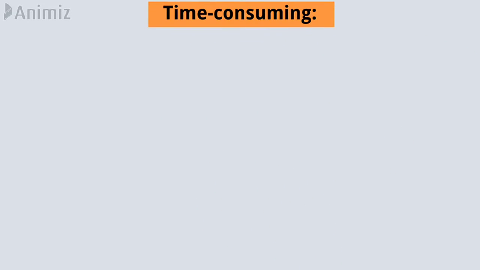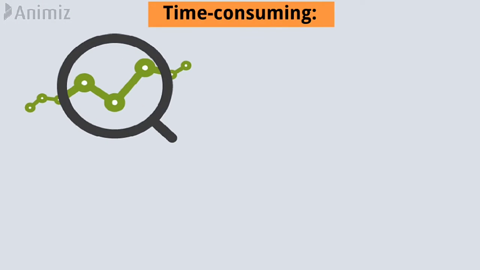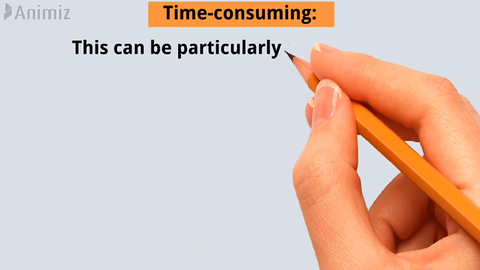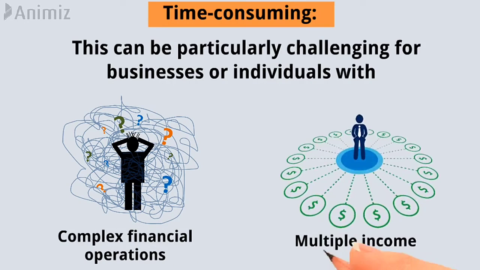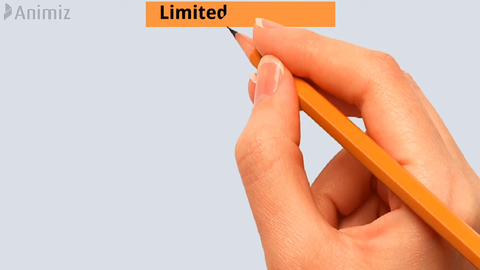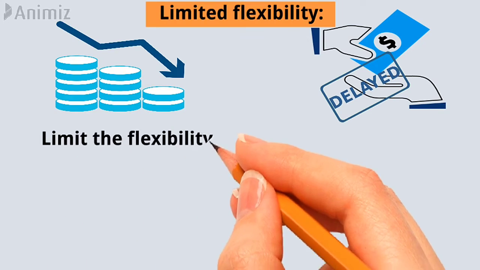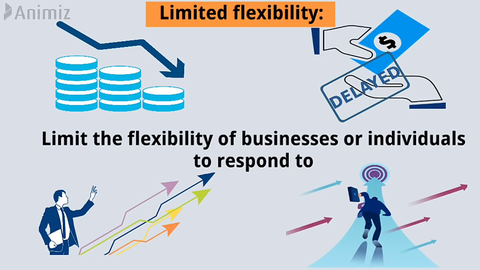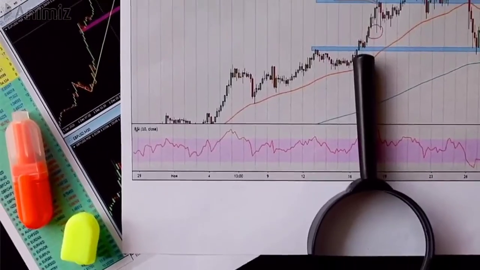It is time-consuming. Cash flow management can be a time-consuming process that requires careful tracking and analysis of cash inflows and outflows. This can be particularly challenging for businesses or individuals with complex financial operations or multiple income streams. Limited flexibility. Cash flow management strategies, such as reducing expenses or delaying payments, can limit the flexibility of businesses or individuals to respond to unexpected opportunities or challenges. This can be particularly challenging for businesses that operate in rapidly changing markets.